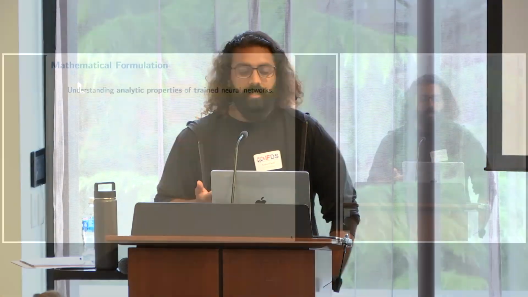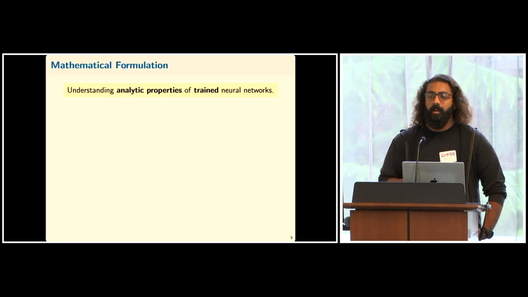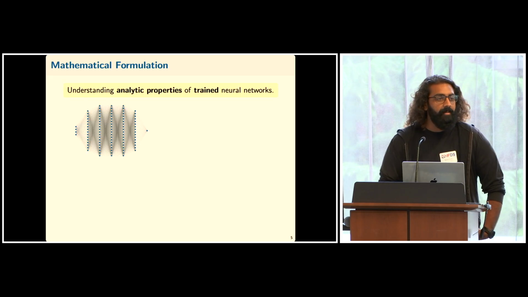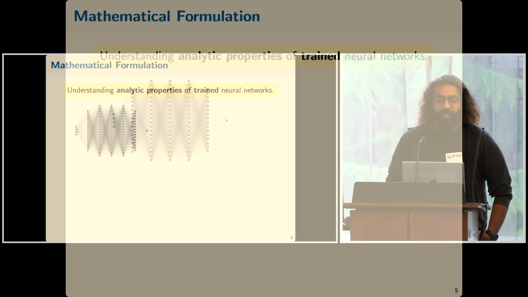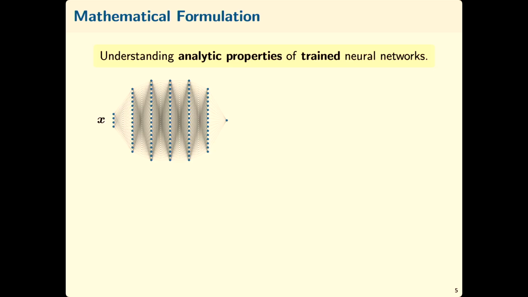So part one of the talk will focus on low norm minima, and part two will focus on flat minima. Okay, so part one of the talk. The mathematical formulation we're going to take for the whole talk is that we're interested in analytic properties of trained neural networks. Neural networks are drawn with these funny diagrams, but they're just functions. I put in some input x, which lives in R^D, for example, and out I get some f_theta(x). So I'm interested in properties of this function mapping, and theta here is just the collection of all of the parameters in the network.